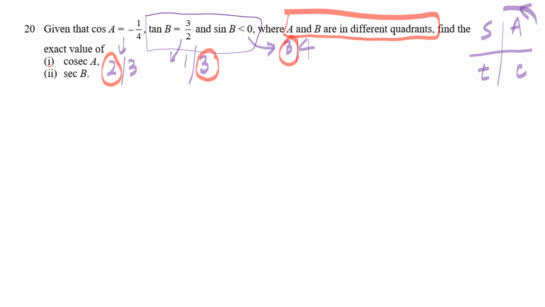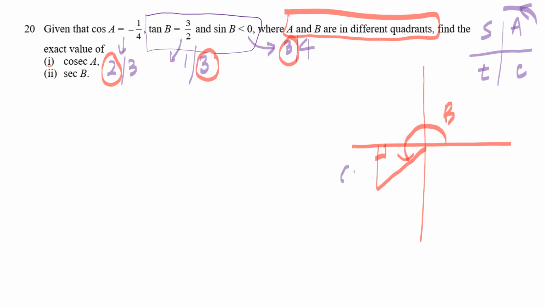Okay, so angle B will be in the 3rd quadrant. Let's draw the diagram, 3rd quadrant. Okay, so let's label all the sides. So this will be your opposite, this will be your hypo, and this will be your adjacent. Right, so to find tangent B, we take the length of O divided by the length of A. So that will give us 3 units over 2 units.